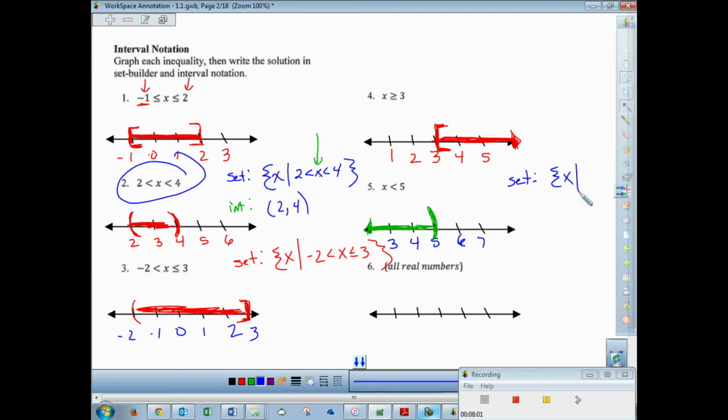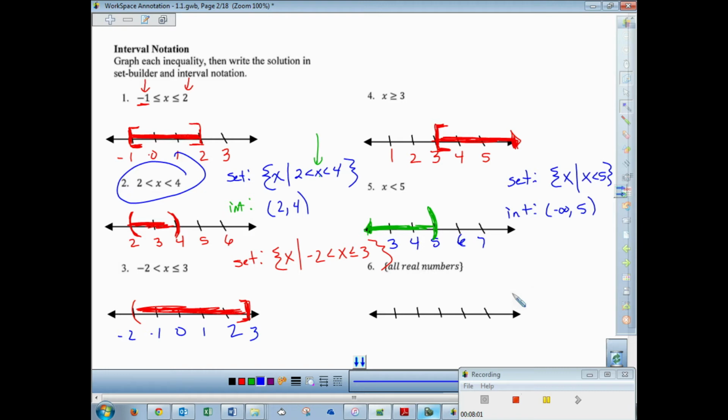Set of all x's such that x is less than 5. Again, the set notation is pretty much given to you in the inequality already. You just got to put the set of all x's such that in the set brackets. And then the interval notation, that's where you read the actual drawing that you made. It's like how you always read from left to right. How far to the left did my green arrow go? From negative infinity to 5 not included.